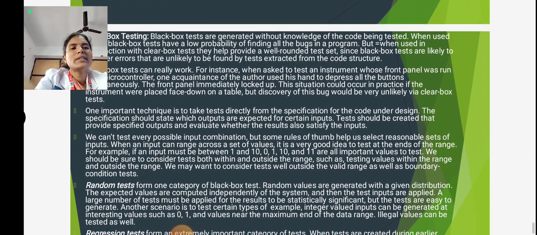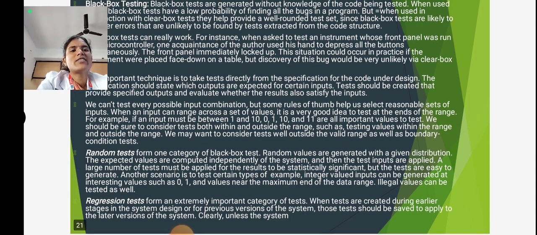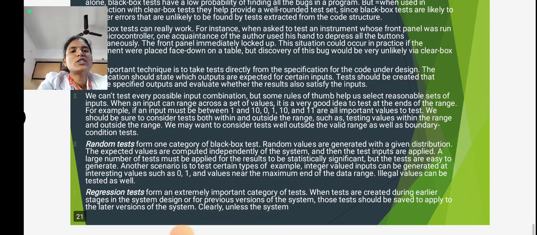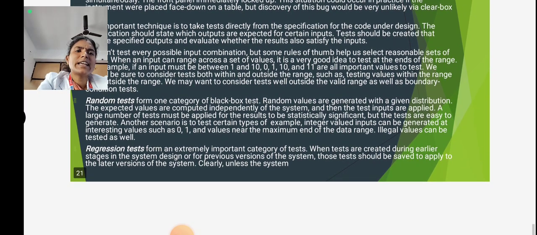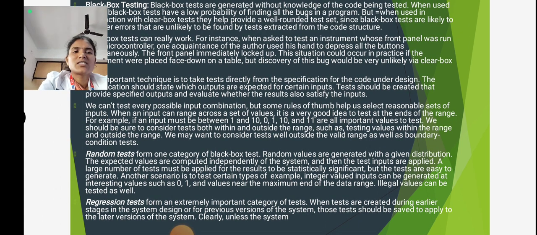In a random test, random values are generated within a given distribution. The expected values are computed independently of the system, and then the test inputs are applied. A large number of tests must be applied for the results to be statistically significant, but the tests are easy to generate. In a regression test, tests are created during early stages in the system design for previous versions of the system to avoid bugs in the embedded programs.